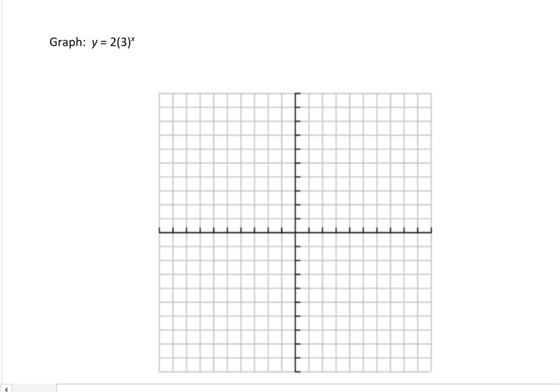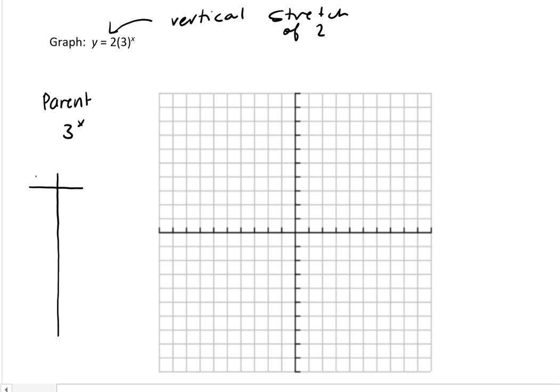Now, when I have something like this with this 2 times 3 to the x, what I have here is a parent function of 3 to the x with a vertical stretch here of 2. So my parent function of 3 to the x is going to look like this. I'm only doing 2 because 3 is going to be 27 and it'll be off my graph for all of this.